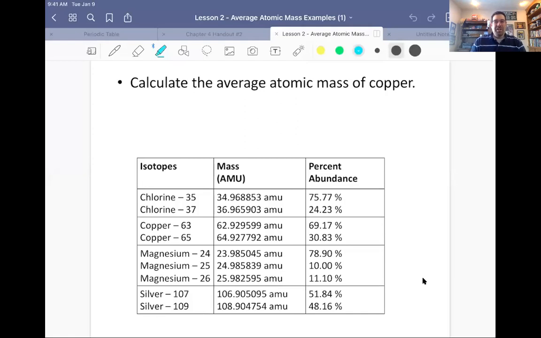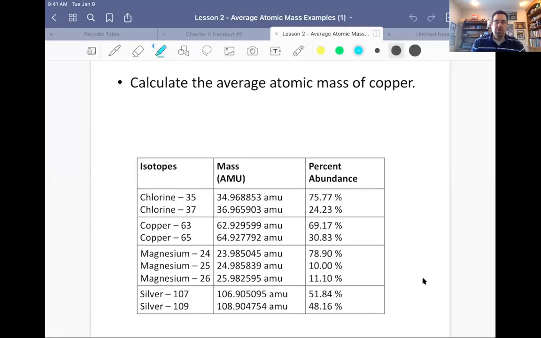Okay, so this one says to calculate the average atomic mass of copper. Of course, we already know the average atomic mass of copper. That's not the point. We do want to just go through the process. There will be questions where you will be given isotopes of fictitious elements, made-up elements, where you'll have to calculate the weighted average based on those fictitious elements, right?